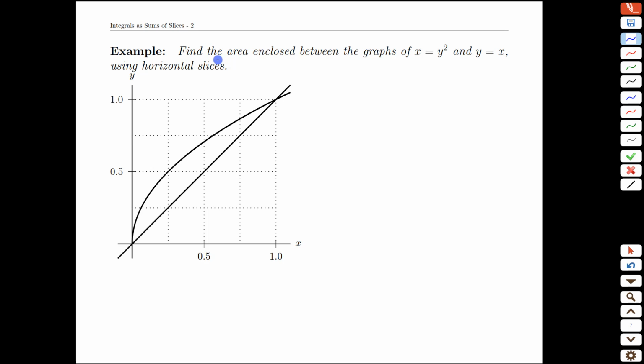Let's consider an example where we find the area enclosed between the graphs of x equals y squared, which is the sideways parabola, and the graph of x equals y, which is this straight line here. Let's label those first. And once we have the picture, we can see the enclosed region. So it's all this part trapped between the two lines.